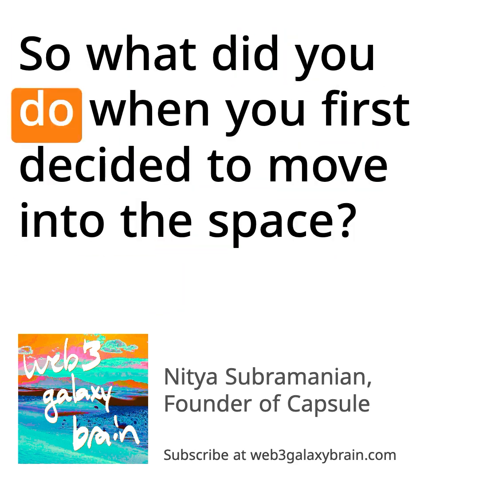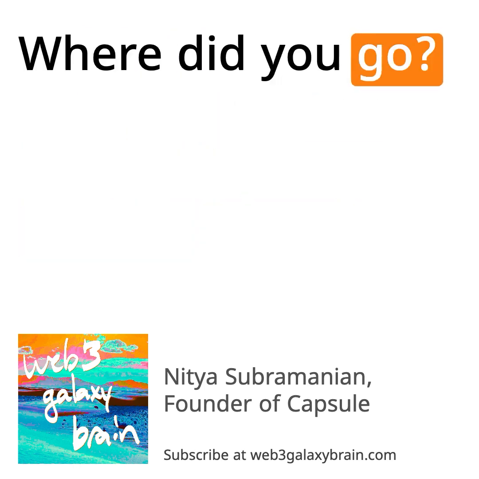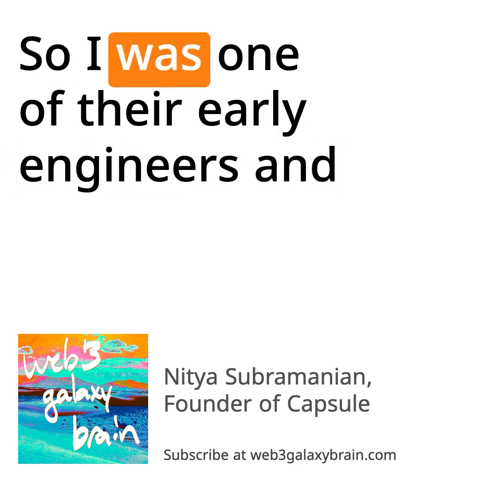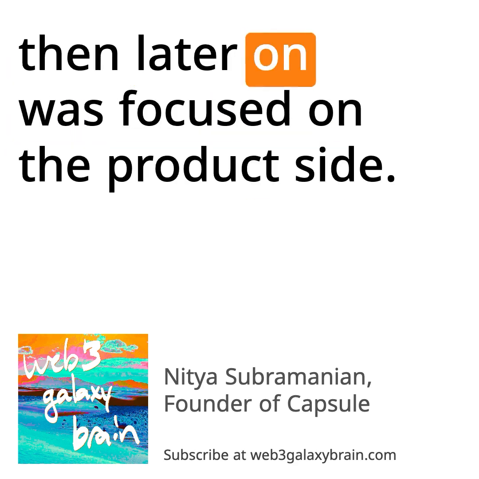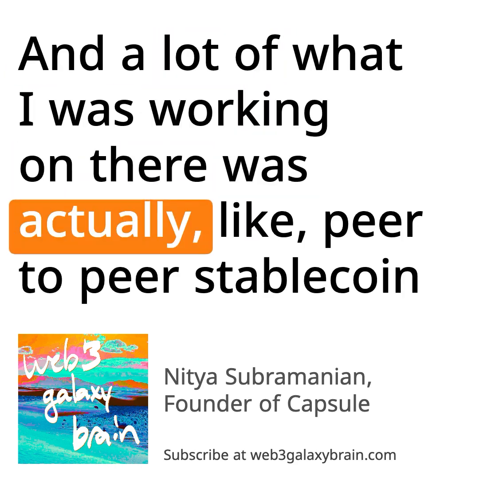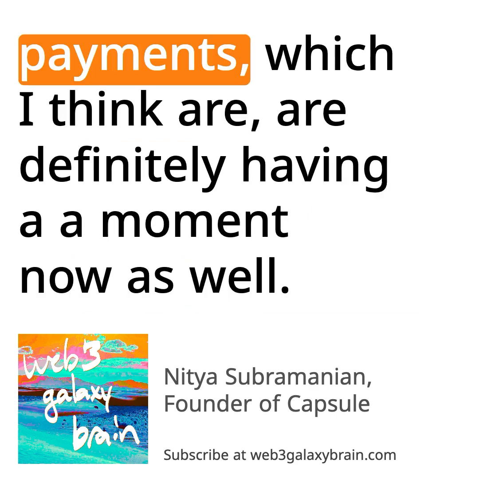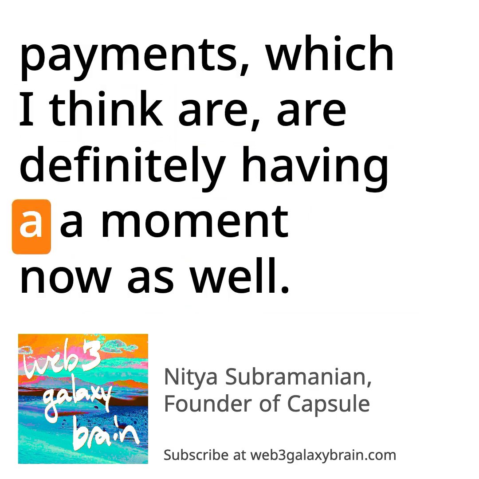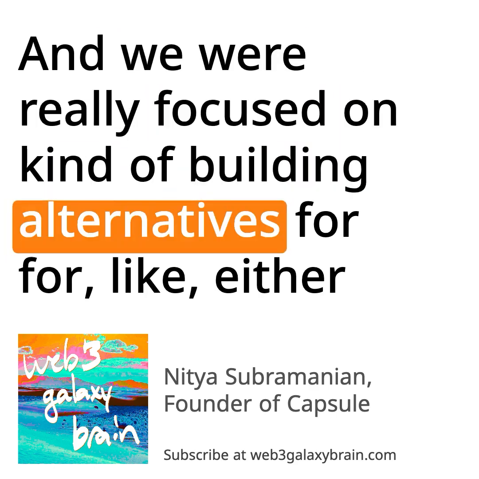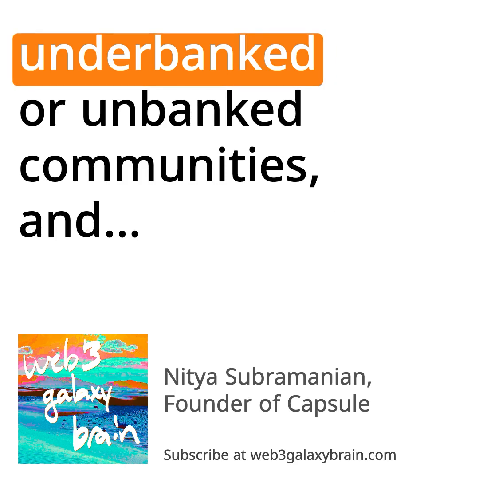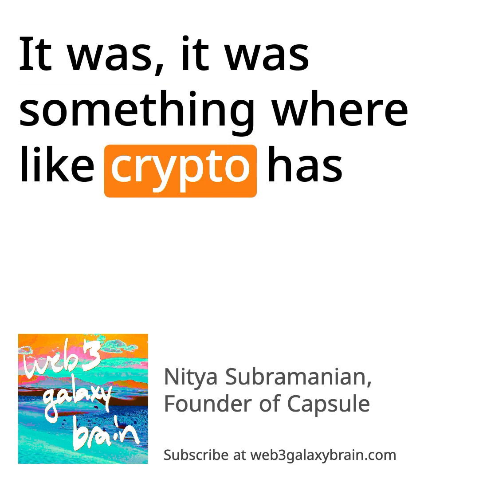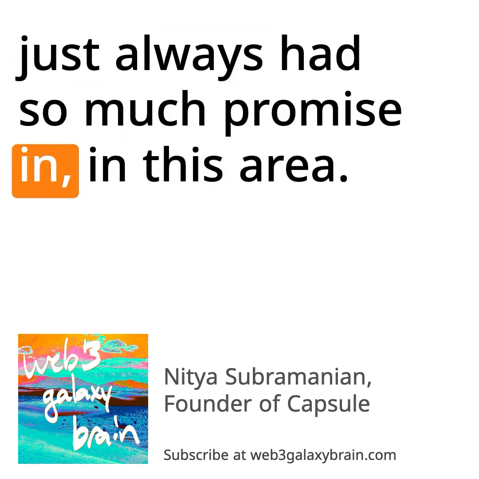So, what did you do when you first decided to move into the space? Where did you go? Yeah, so I went to work on the Celo protocol. I was one of their early engineers, and later was focused on the product side. A lot of what I was working on there was peer to peer stablecoin payments, which I think are definitely having a moment now as well. We were really focused on building alternatives for underbanked or unbanked communities.